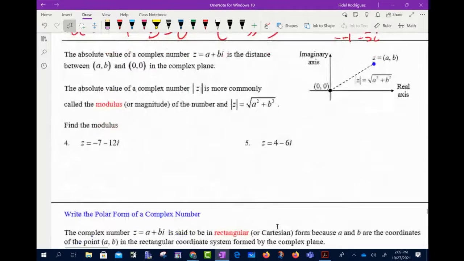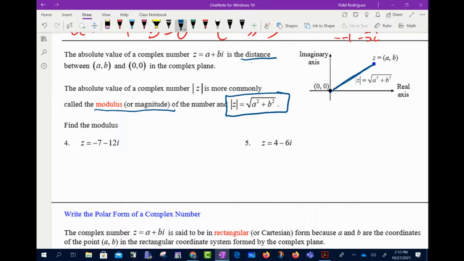And the next thing we're going to talk about, y'all, is something called the absolute value of a complex number. So the absolute value of a complex number is actually what we refer to as the distance between that point (a, b) and (0, 0) in the complex plane. So we're measuring this distance right here, y'all, okay? And we have a formula for it. So one of the terms we use for the absolute value, we call it the modulus or the magnitude. Okay, this means the length.